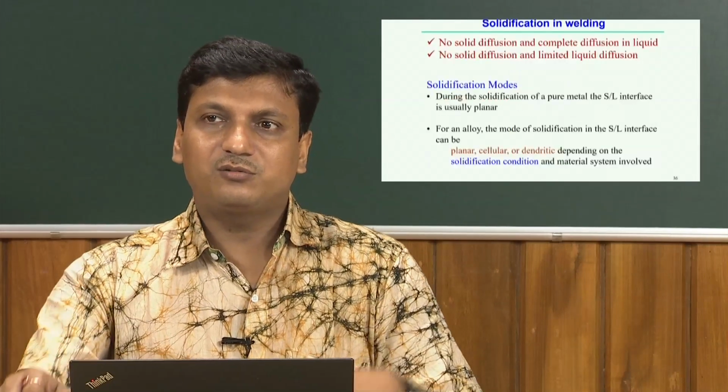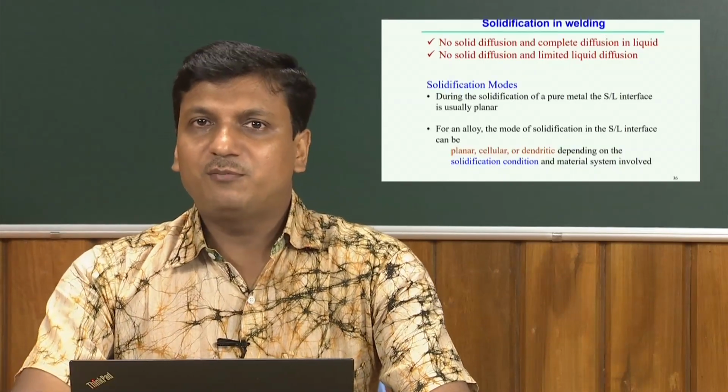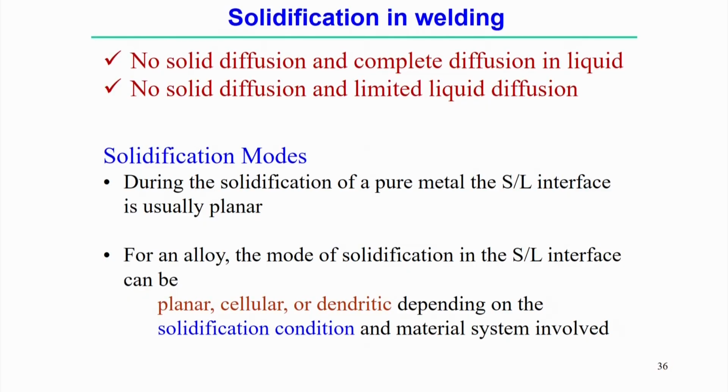And here we can find other types of binary alloy system: one with no solid diffusion and complete diffusion in liquid, and another case with no solid diffusion and limited diffusion in liquid. In that case the solidification behavior becomes more complicated. So, these two types of solidification behavior are beyond our scope.